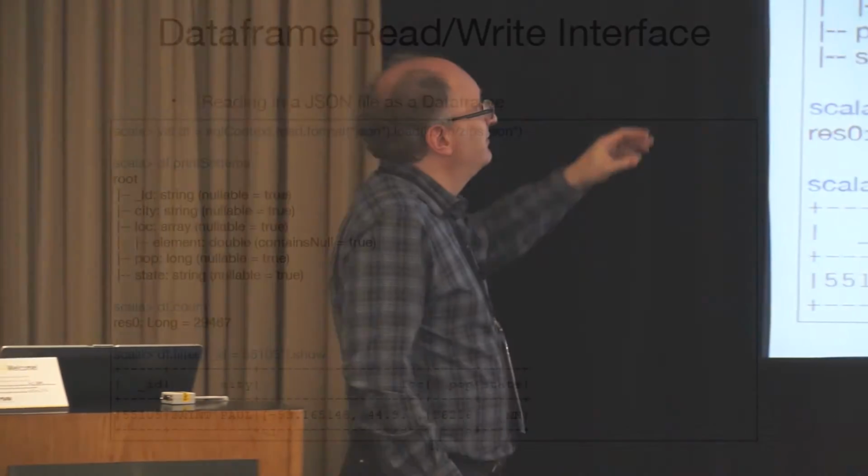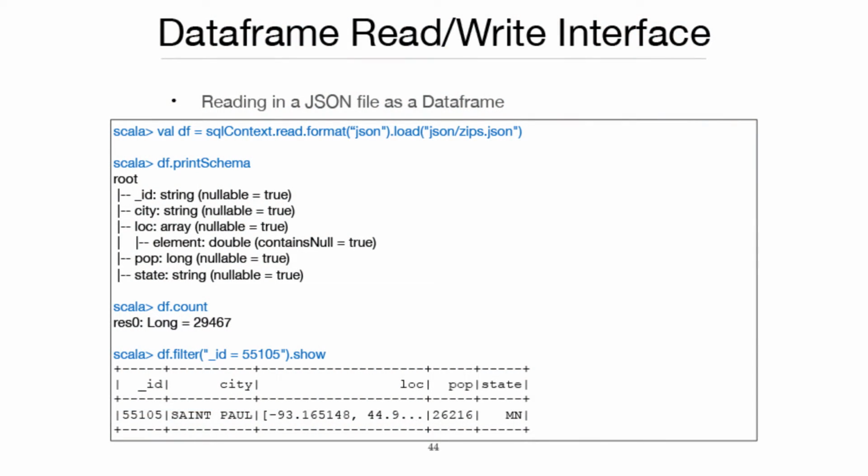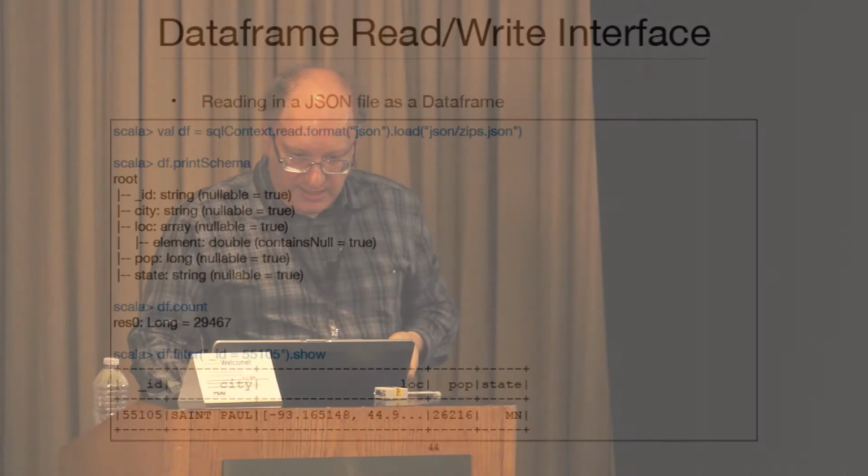And the other part of this story is there's built-in support for a huge variety of data sources. So doing something like processing JSON files is as easy as that one line of code, and I've created a data frame off of a JSON file. I can look at the schema, I can count the number of elements, I can do a query, show the city with a zip code of 55105, and just a couple lines of code, and we've processed that file.